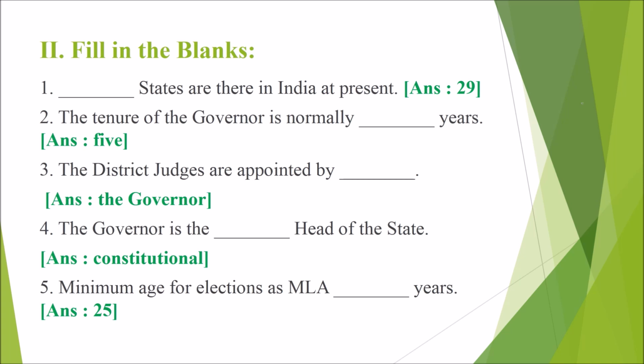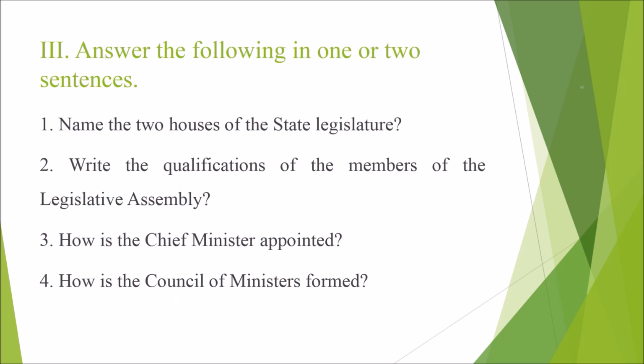Question number 4. The governor is the dash head of the state. So the answer is constitutional. Question number 5. Minimum age for elections as MLA dash years. So the answer is 25 years. Roman letter 3. Answer the following in 1 or 2 sentences. Question number 1. Name the 2 houses of the state legislature.